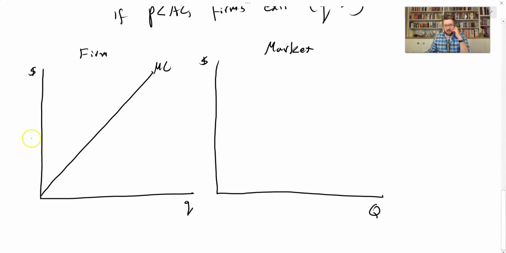On the market side, the vertical axis, the dollar thing here, is supposed to be exactly the same as the firm. The horizontal axis might be different, but the vertical one's the same. So we need it to be a straight line, but it doesn't have to have the same slope. So individual supply comes from marginal cost equal to price. Market supply is we add up all the marginal cost curves together and we get a supply curve.